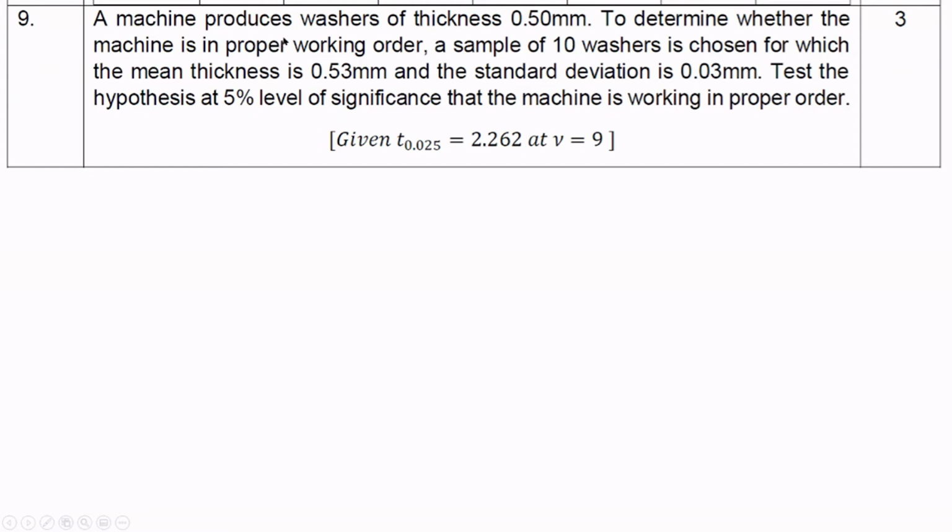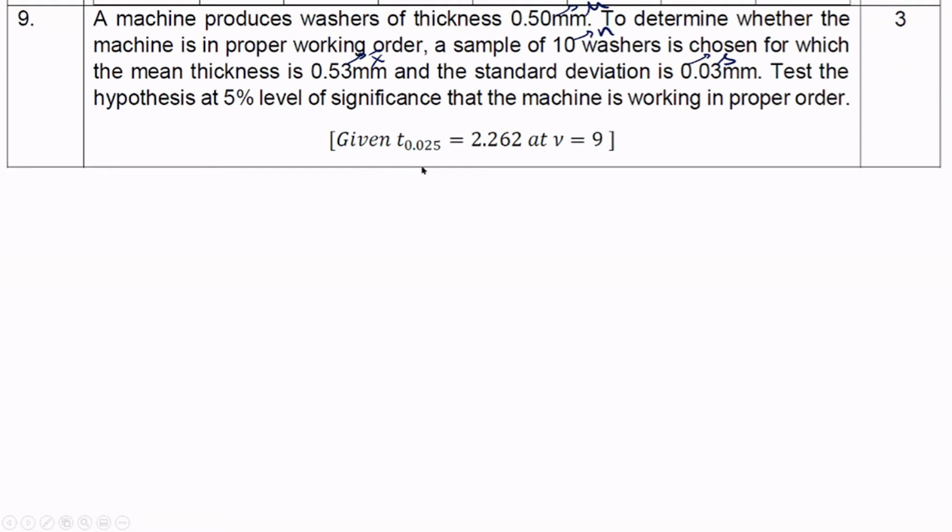So here it is given a machine produces washers of thickness 0.5 mm. So this is the population mean mu. To determine whether the machine is working in proper order, a sample of 10 washers is drawn. So the sample size is 10, for which the mean thickness is 0.53 mm. So this is the sample mean x bar, and the standard deviation is 0.03 mm. So the sample standard deviation is 0.03. We need to test the hypothesis at 5% level of significance whether the machine is working in proper order.